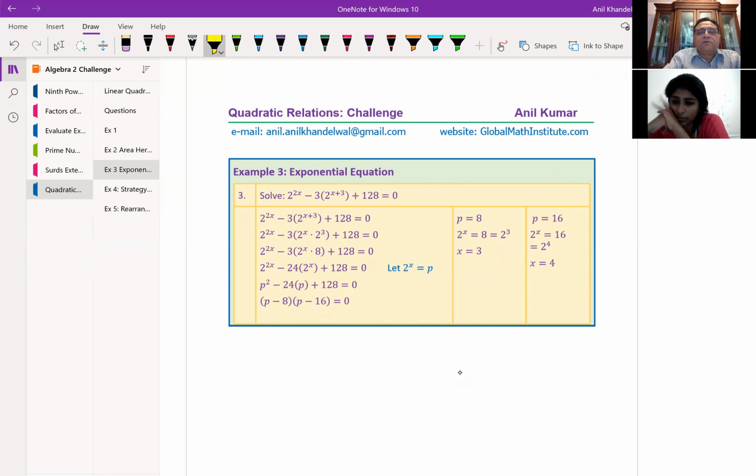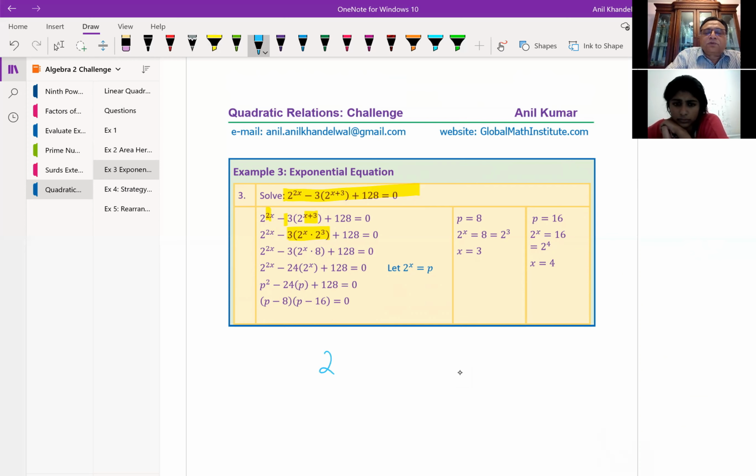So especially while solving exponential equations, some of the most difficult exponential equations will require your knowledge of quadratic functions. So here we have 2 to the power of 2x minus 3 times 2 to the power of x plus 3, plus 128 equals 0. So the middle term here needs some more explanation. So the term 2 to the power of x plus 3 can be written as what?